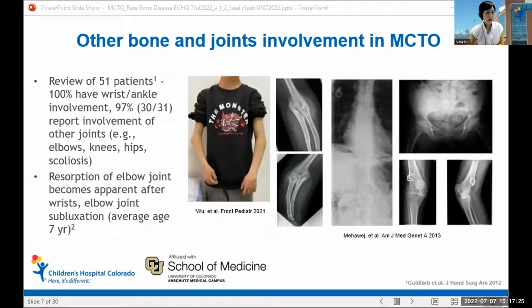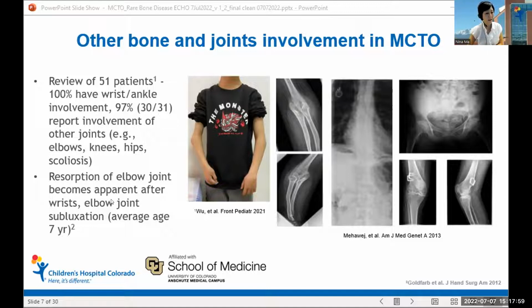So virtually all patients with MCTO will have osseous lesions of the wrist or ankle bones, but it's important to be aware that other bones and joints can be involved in MCTO. In a review paper of the 51 published cases, 97% were reported to have involvement of additional joints, most commonly that of the elbows, but the knees, the hip, and also scoliosis have been reported.